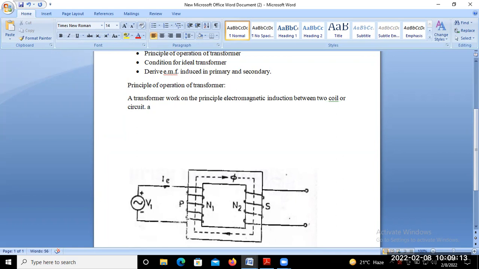So according to the electromagnetic induction principle, EMF is induced in a coil if it links a changing flux. Flux is denoted here by phi.